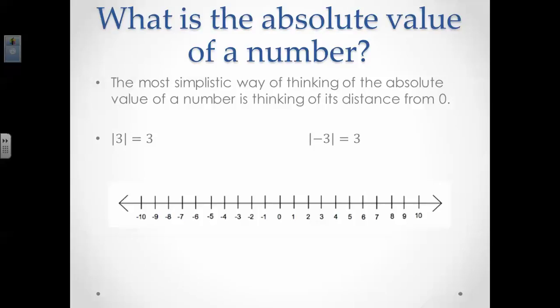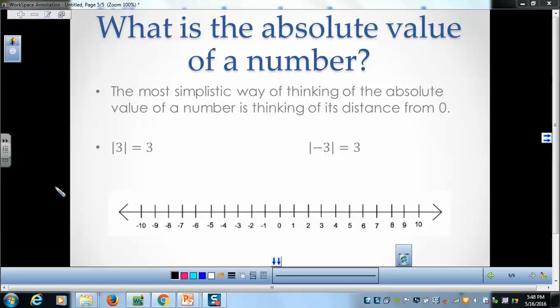When we look at a number line, let's look at this symbol first. We have these bars that signify absolute value. Anytime we see a number inside the bars, like so, it's telling us that we're looking for the absolute value of a number.